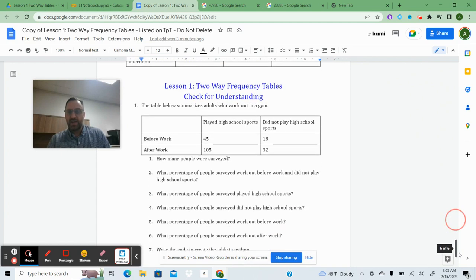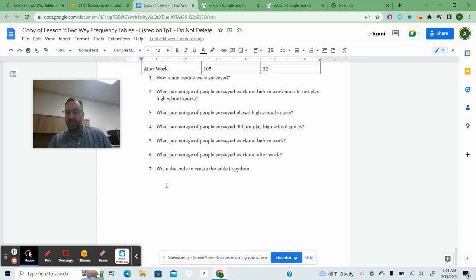In the check for understanding, you're going to be answering some of those questions. How many people were surveyed? What percentage of the people were surveyed? And then writing the code. So again, there is the answer key that you can look at for those, but that's something that you want students to work with and struggle with.